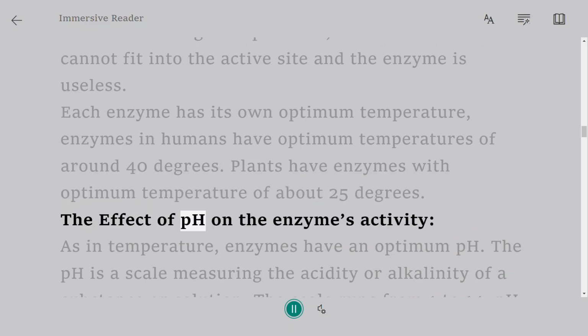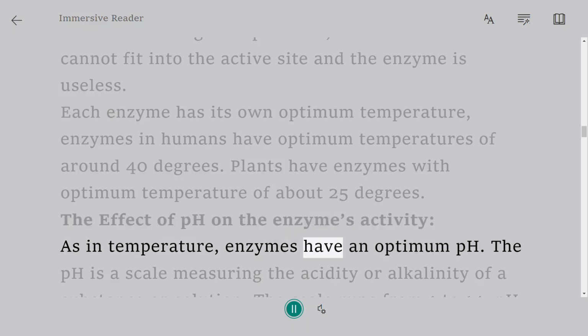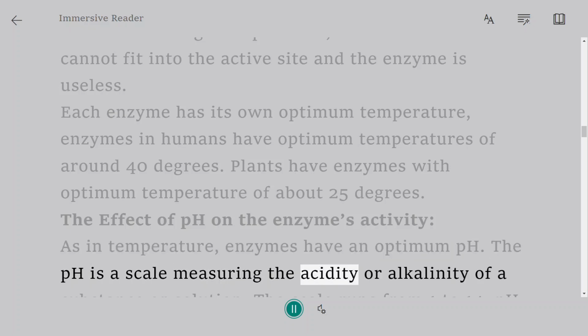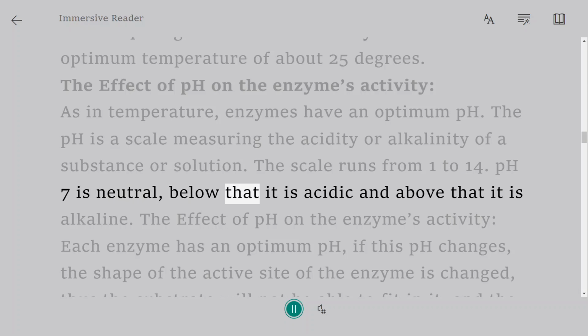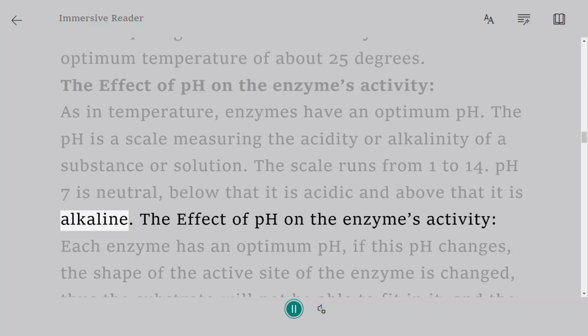The effect of pH on the enzyme's activity. As in temperature, enzymes have an optimum pH. The pH is a scale measuring the acidity or alkalinity of a substance or solution. The scale runs from 1 to 14. pH 7 is neutral, below that it is acidic and above that it is alkaline.